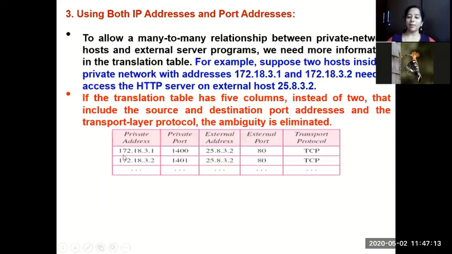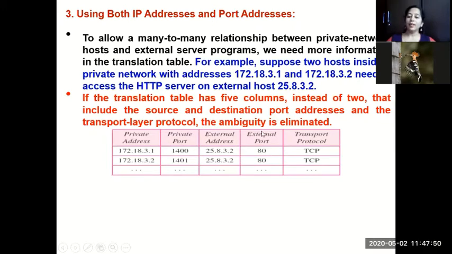Then all this is possible. You can see an example here. The forwarding table will be having private addresses in the first column, and corresponding port numbers. So this private address with this port number is trying to access the external address 25.8.3.2. The second system you see with private address 3.2 with a different port number 1401 is trying to access the same external address. So the same Gmail server both of them are trying to use.